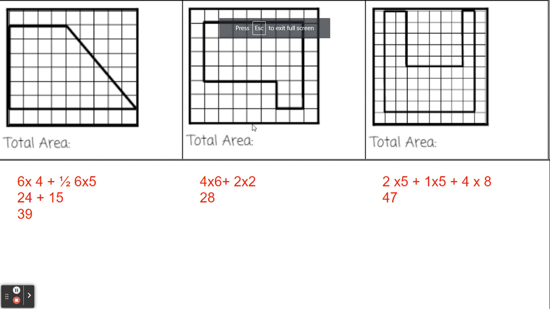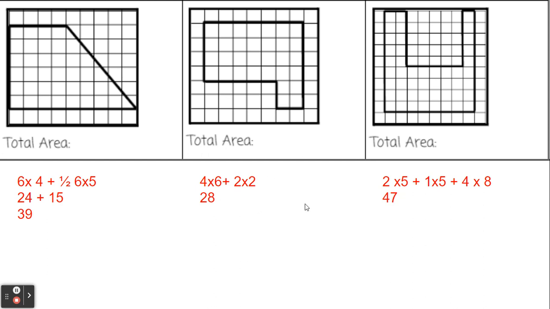The next total area we have is 4 by 6. So I had two different rectangles. I separated it into a big rectangle right here. So I had 4 by 6 here, and then I had 2 by 2 in this little rectangle. So I got 28.